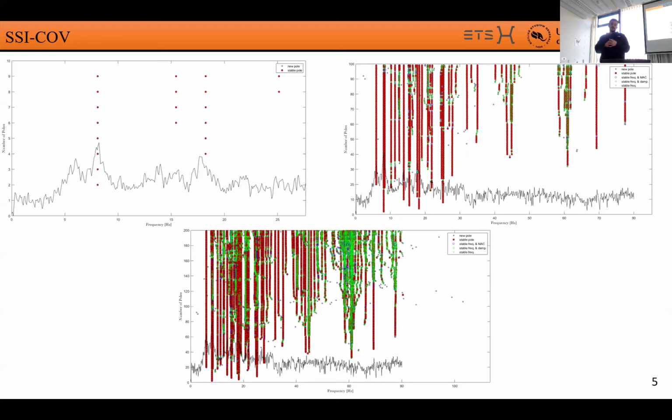In this case, in these stabilization diagrams, I fixed the time lag and I vary the model order. So if it's too low, we can see that in the first case we don't get basically any information. While if it's too high, a lot of spurious modes will appear, and the identification will be very difficult.